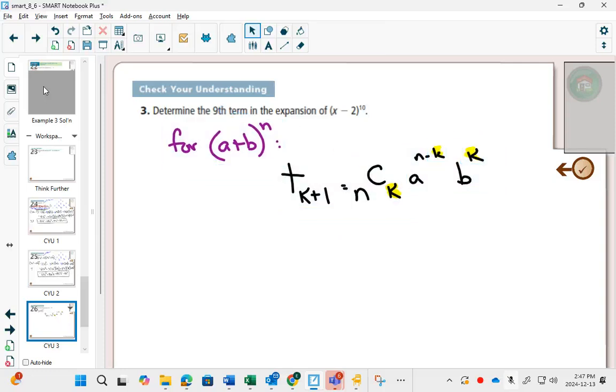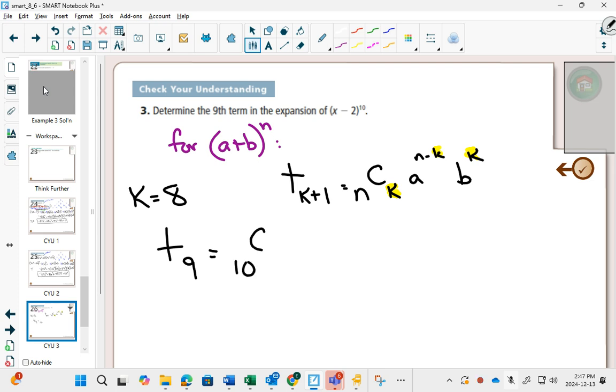Paste our formula there. And now we want to find term 9. If we want to find term 9, does it make sense that we know that k is 8? The n is the exponent, so it'll be 10 choose k, which is 8. A is the first number, in this case just an x, to the 10 minus 8.